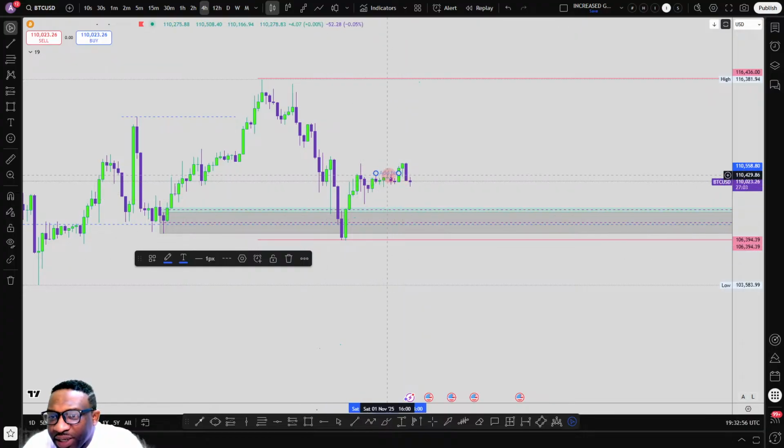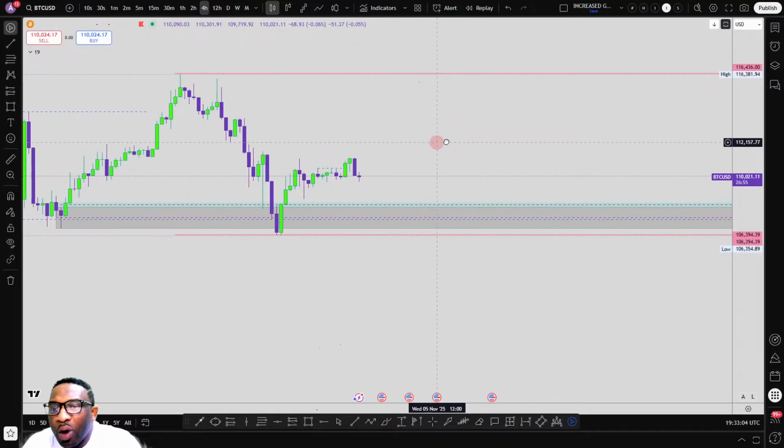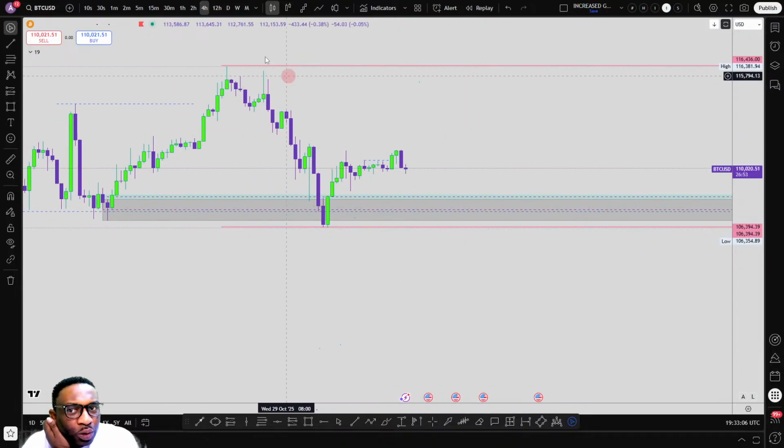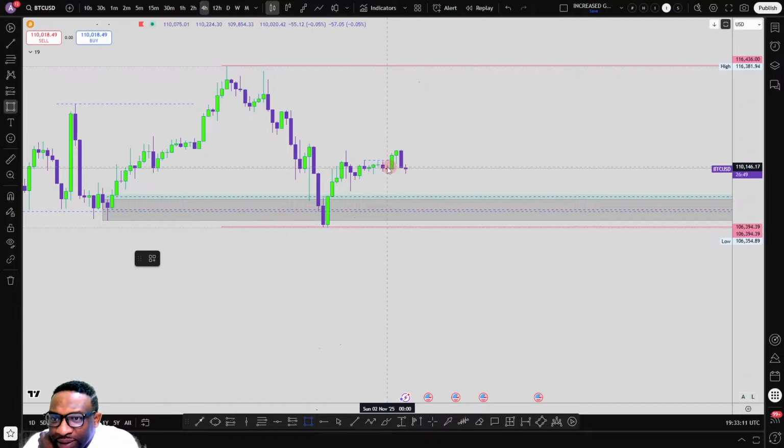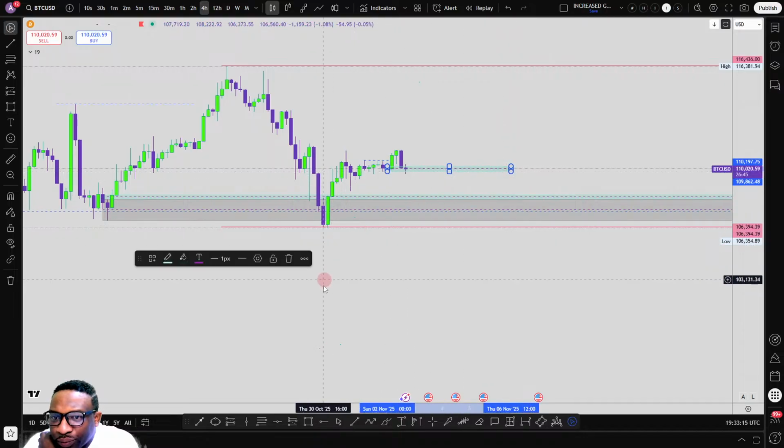A break of structure here. So as we said, once we spot the area, the break of structure, we have to look for the origin of that move. So on the 4-hour time frame, the origin of that move will be this particular candle here. This will be the zone.